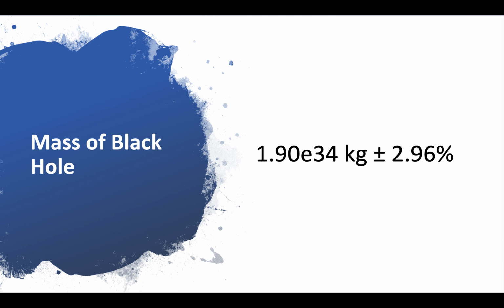The calculated mass of the black hole after each time step was placed into an Excel spreadsheet, where the average mass was found to be 1.21 times 10 to the power of 34 kg plus or minus 4% error. The 4% error was calculated by dividing the range of all the calculated masses by 2.